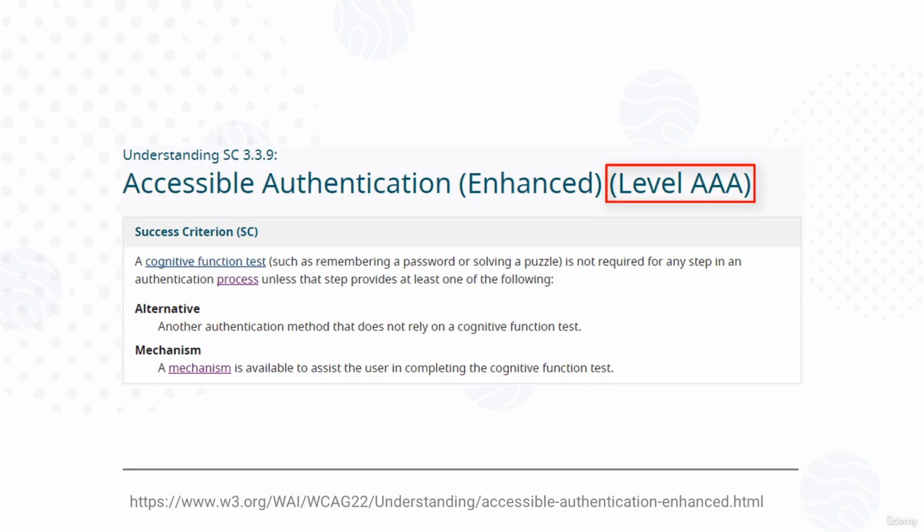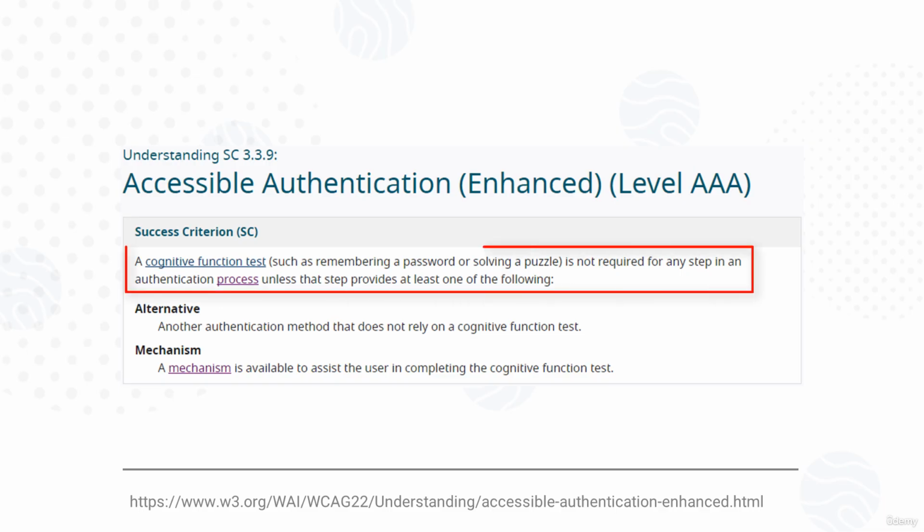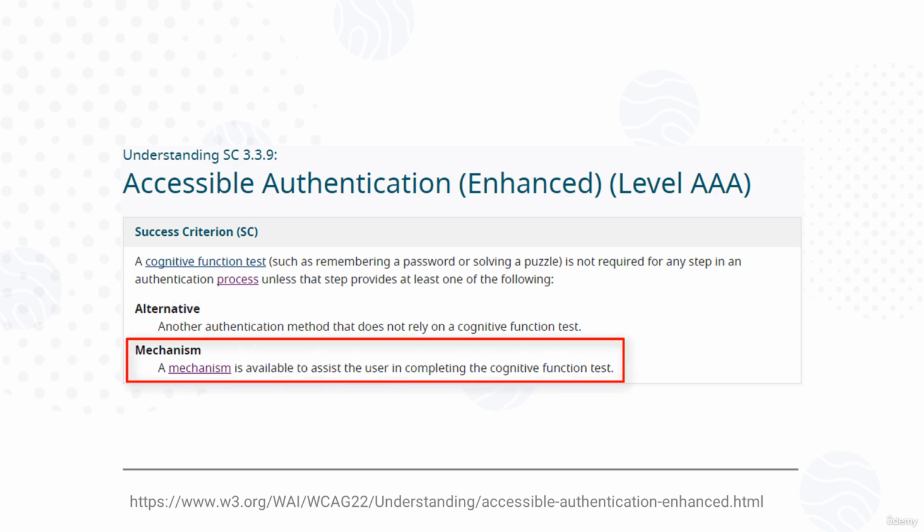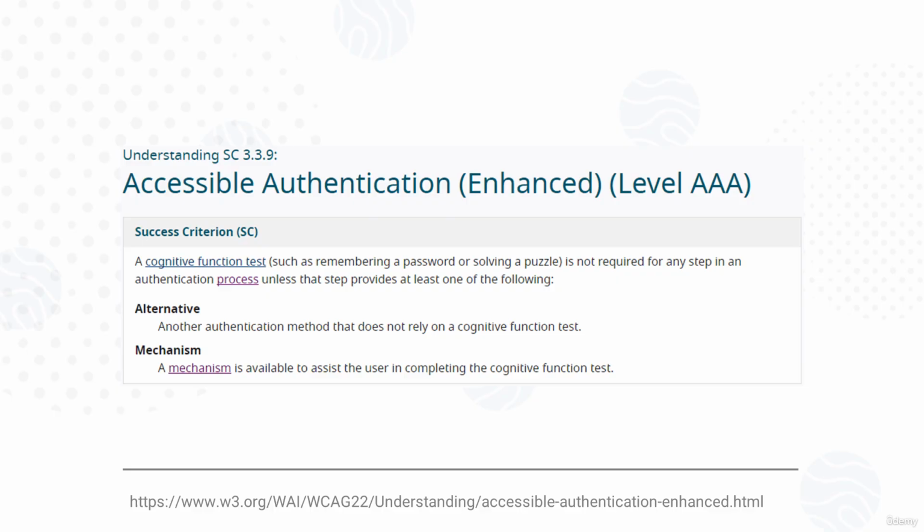3.3.9 Accessible Authentication Enhanced is a success criterion supporting people with a cognitive impairment. To pass, ensure a cognitive function test is not required for a step in the authentication process, unless there is an alternative method which doesn't rely on a cognitive function test, or a mechanism is available to assist the user in completing the cognitive function test. And there's a few key terms which need explaining.